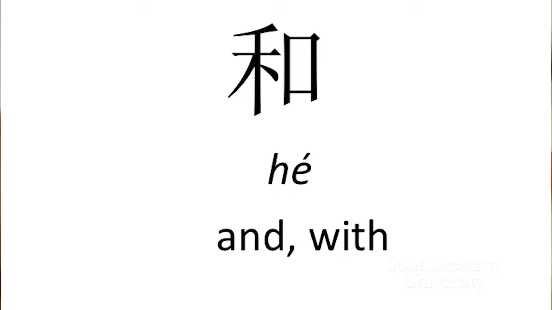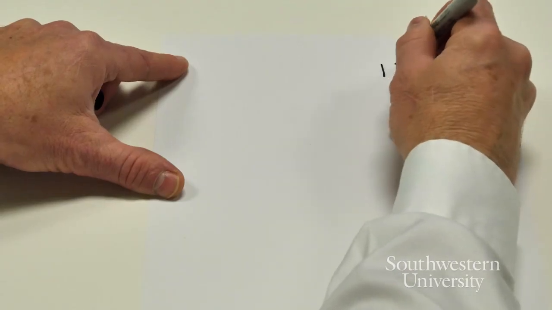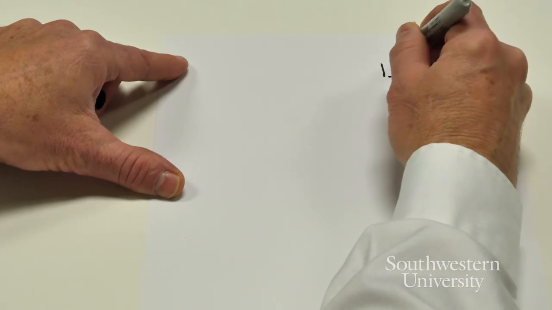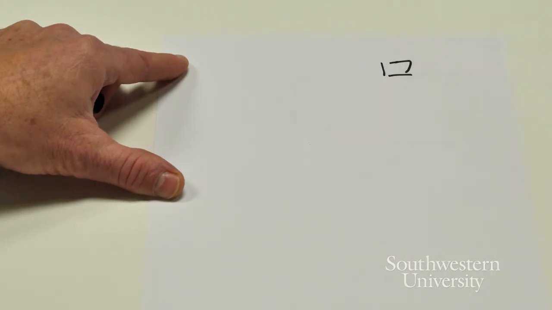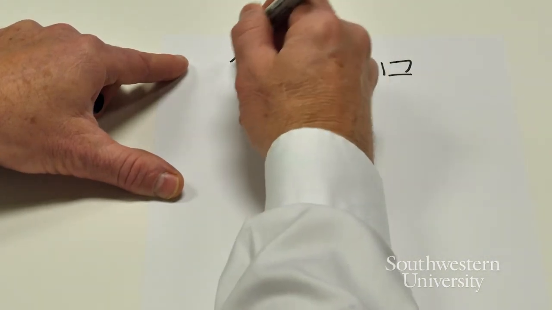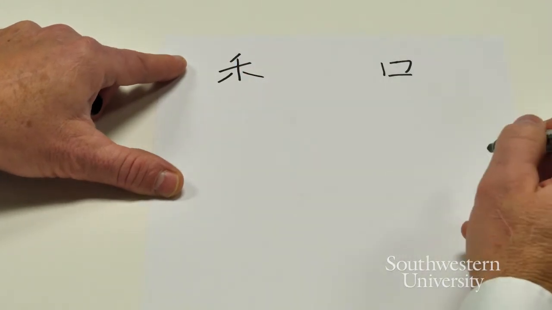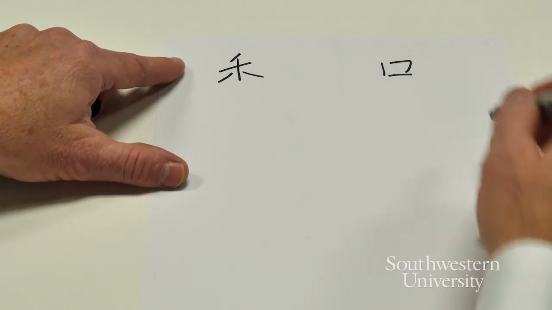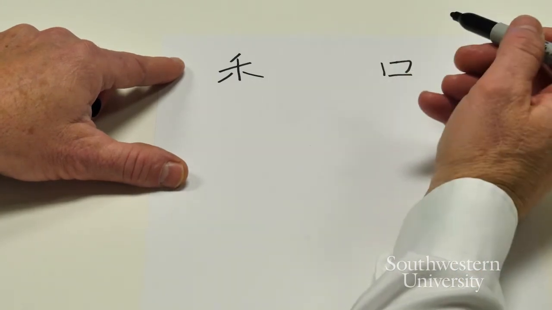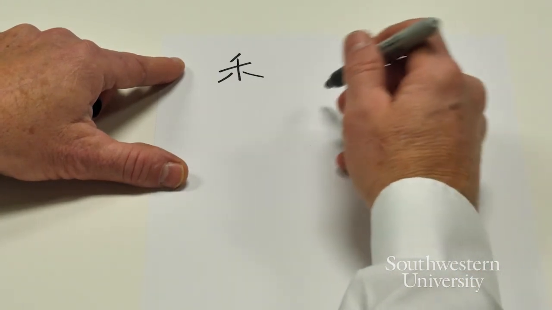The next character, he, means and or with. 2 components. This time we have the mouth radical on the right side, indicating that you're just using the sound of the character. The left side is he, which means millet. Millet is a type of grain. It is the little round bird seed, which was the staple crop of northern China anciently.